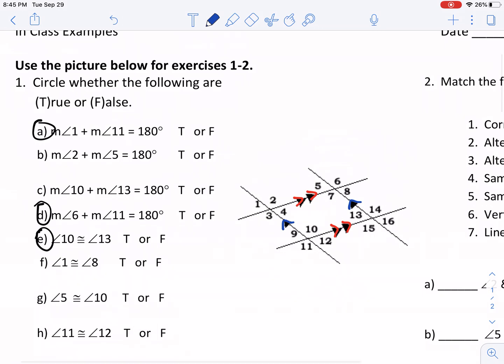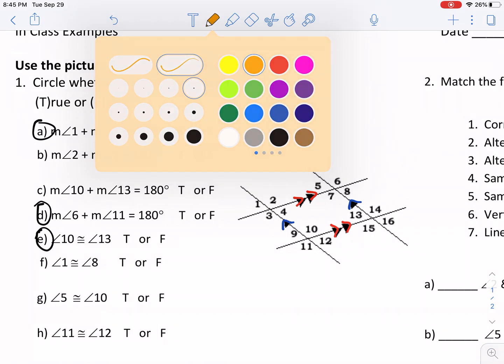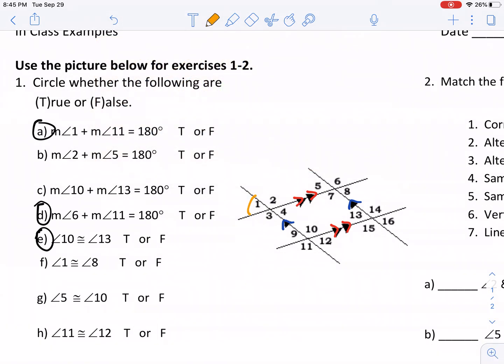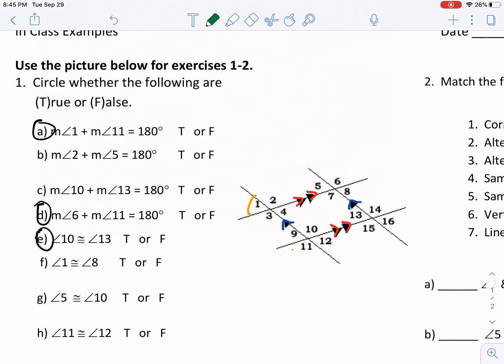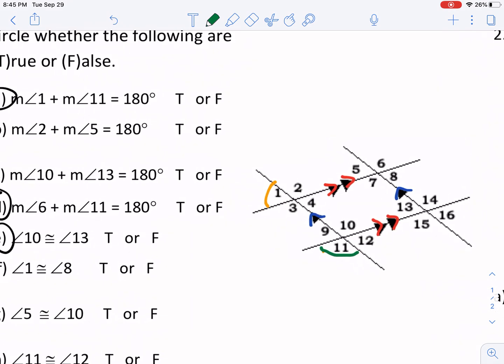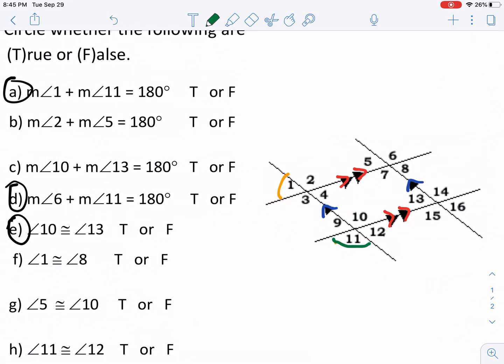Now, angle 1 and angle 11, let's just spot those out. Here's angle 1, and here's angle 11. I'm actually going to use a different color because we don't know if they're the same or not. Right now, all we know is these are the two angles we're looking at, and we want to know if I add their measures together, does it equal 180? Well, to help us out here, notice that angle 11 is right next to angle 9.